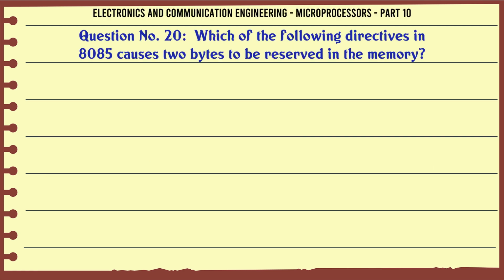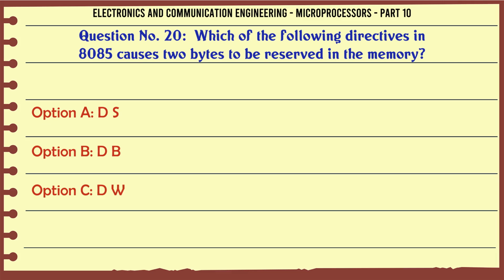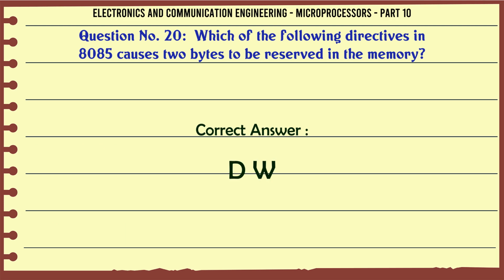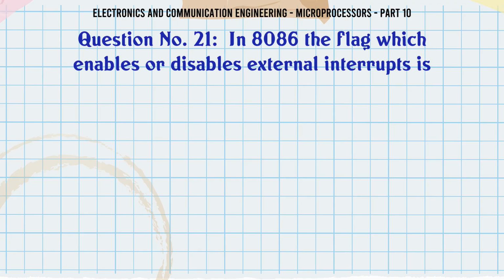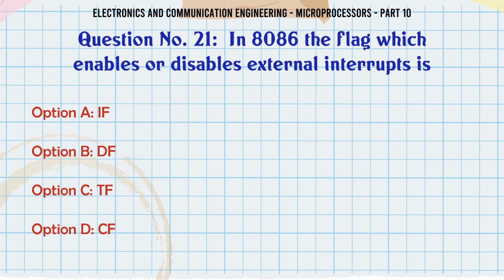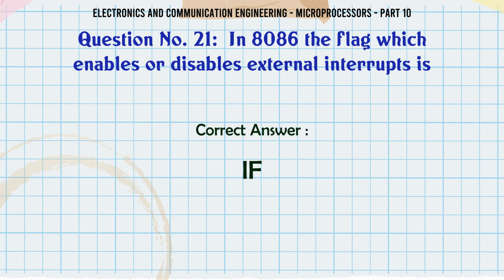Which of the following directives in 8085 causes 2 bytes to be reserved in the memory? A. DS. B. DB. C. DW. D. EQU. The correct answer is DW. In 8086, the flag which enables or disables external interrupts is A. IF. B. DF. C. TF. D. CF. The correct answer is IF.